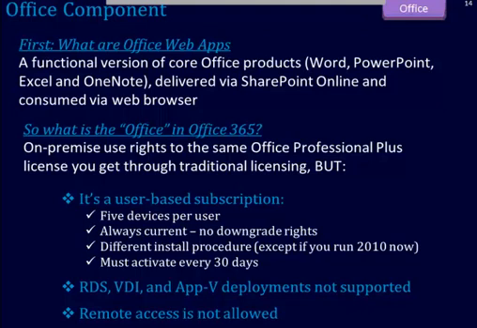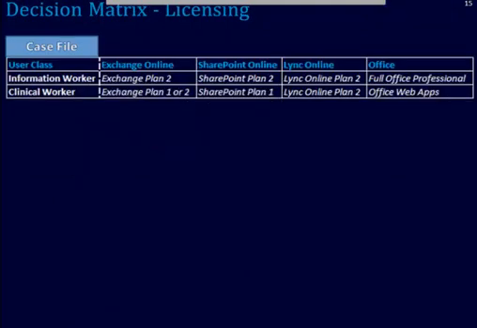Okay. Good. All right, so let's go back to our case file and lay out where we're at. We've got our information workers who are going to need Exchange Plan 2, SharePoint Plan 2, Lync Plan 2, and Office Pro. We've got our clinical workers who we're not sure what Exchange plan they should go with yet. They don't need SharePoint Plan 2. They only need SharePoint Plan 1. They do need Lync Plan 2, and let's say that they could use Office Web Apps if that's available.